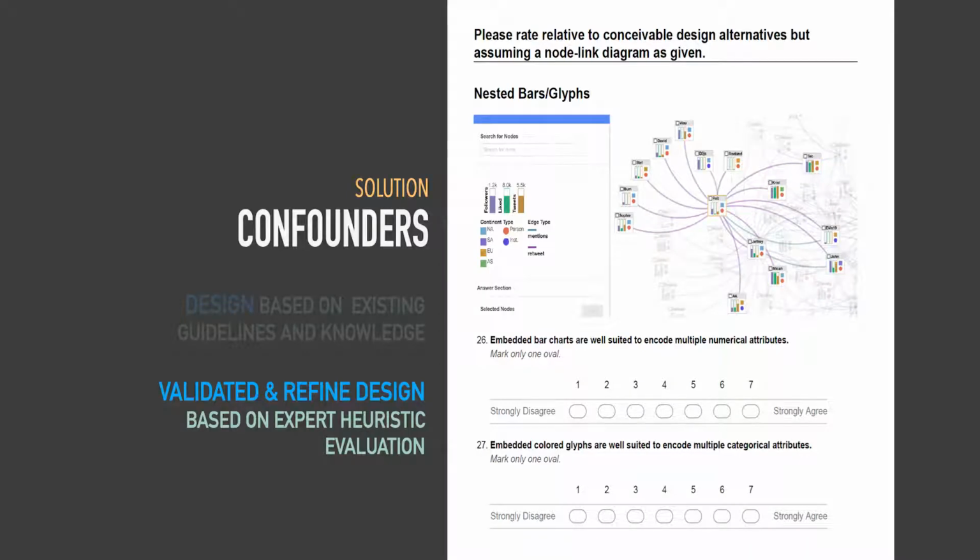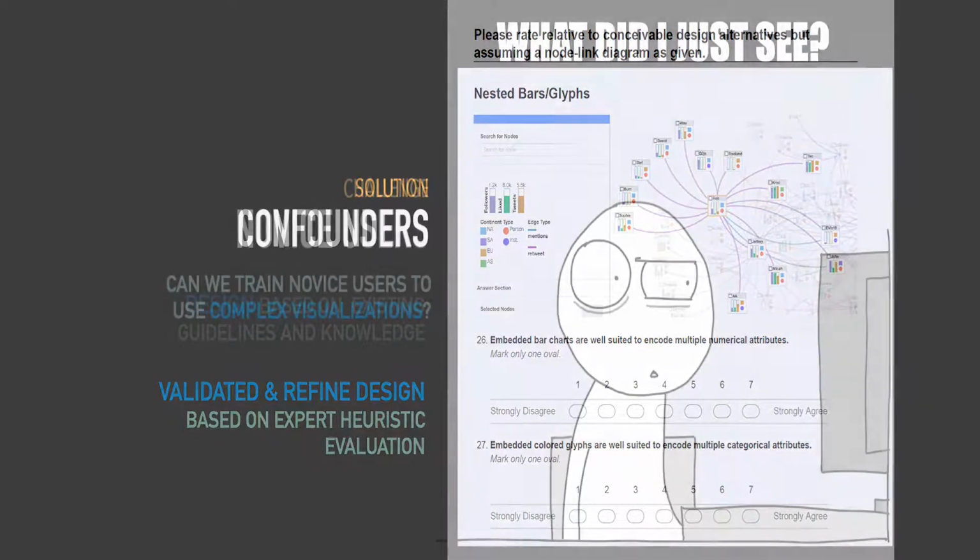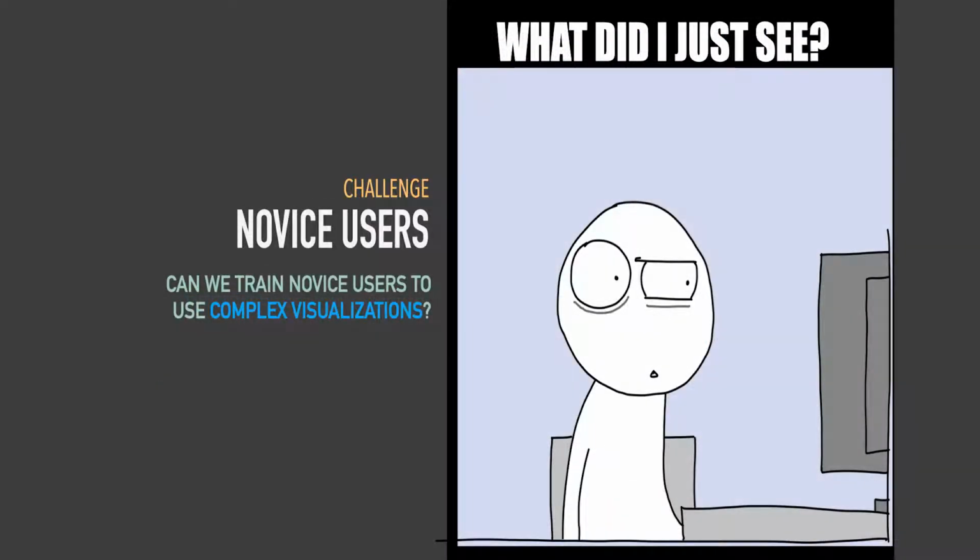Another approach we use to address the problem of confounders is validating our designs using external experts. We use heuristic evaluations with 69 questions asking for design suggestions and criticism, which we implemented in our final design. Another challenge with using crowdsourced empirical studies for complex interactive visualization is that we are using novice users who are not graph visualization experts. So the question is, can we train them enough to use these complex systems so that we can generalize the results to people who actually use multivariate network visualizations?